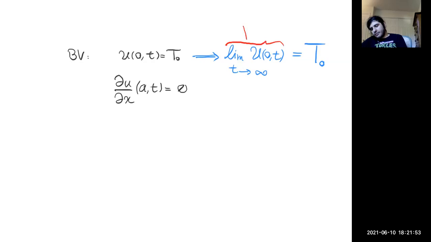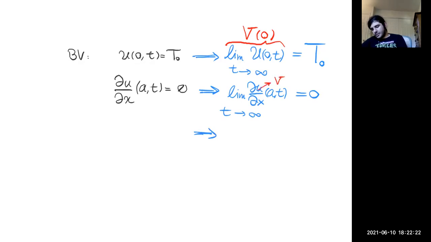This thing is going to be v of 0. So v of 0 is equal to t naught. That's one equation. What about the other one? Let's take the limit of this one and send t to infinity. So the limit of partial u partial x at a and t, when t goes to infinity, is equal to 0. Well, u would converge to v when t goes to infinity, so it becomes partial v partial x at the point a is equal to 0. So we have 2 equations.